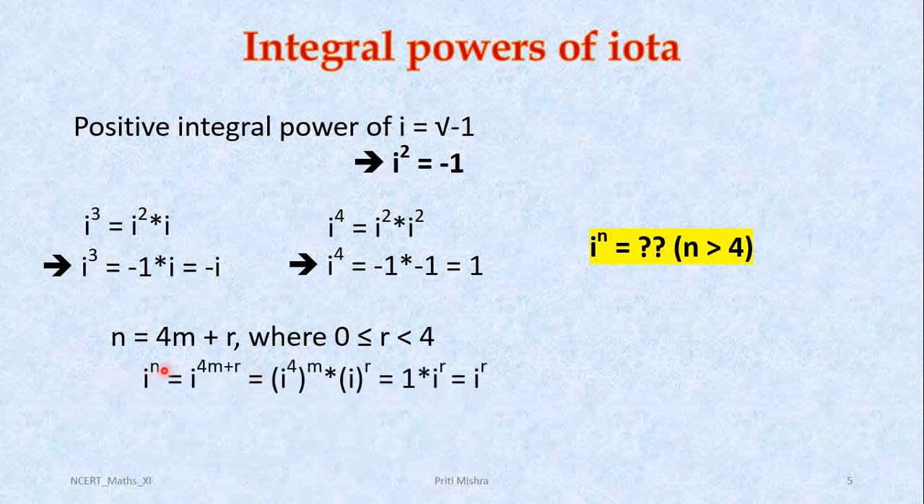So i raised to the power n will be i to the power 4m plus r, then i to the power 4 to the power m. We can write it like this, and i raised to the power r. And this term will become 1 here, because i raised to the power 4 is 1. So 1 into i raised to the power r means i to the power n takes the form i to the power r, where r is the remainder when n is divided by 4. So this makes our calculation much simpler.